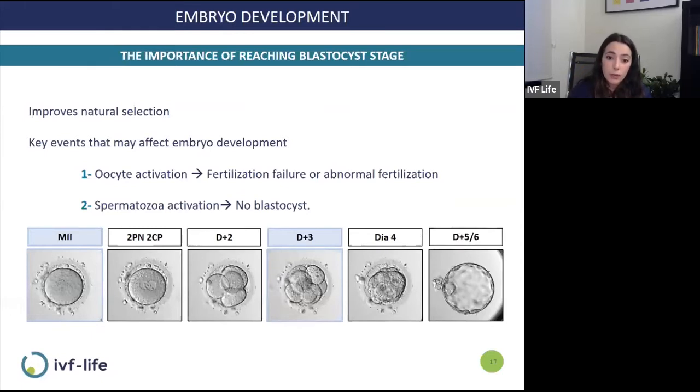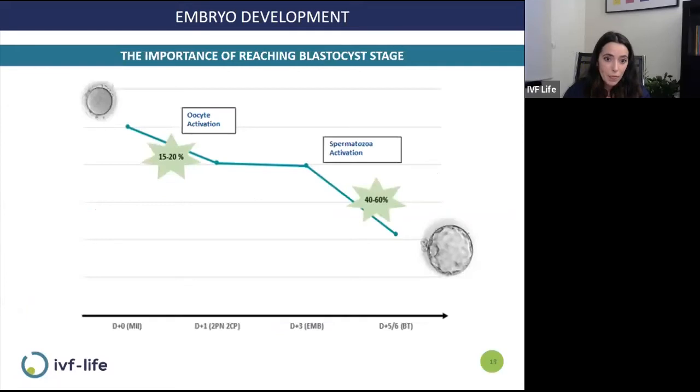During the first days of development, the embryo is using the oocyte metabolism to develop, whereas the male factor starts to appear on day 3. A failure in the activation of the sperm could also result in no blastocyst stage. So this will be the second event we will also need to consider during our cycle. Altogether, it is normal to see a decrease in the number of embryos available from the very first day until day 6, or the day we finish the cycle in the lab, as we move forward in the development.